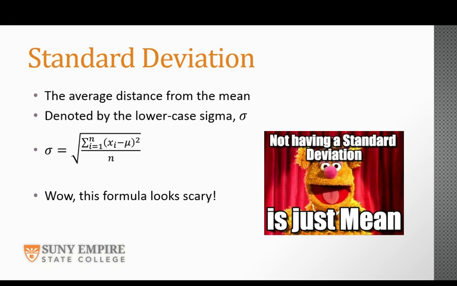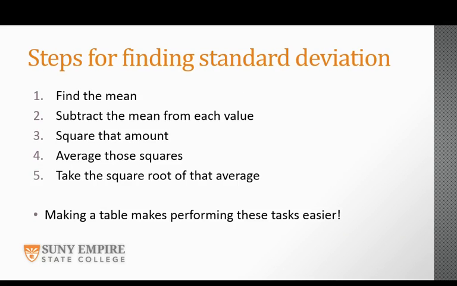This formula is a little scary and can be overwhelming. Fortunately, we can create a chart of values that will make it easier to break the formula down into steps we can attack one by one. First, we need to find the mean of the values. In the next column, we subtract the mean from each value. We then square each of those differences. We average those squared values. We finish finding the standard deviation by taking the square root.